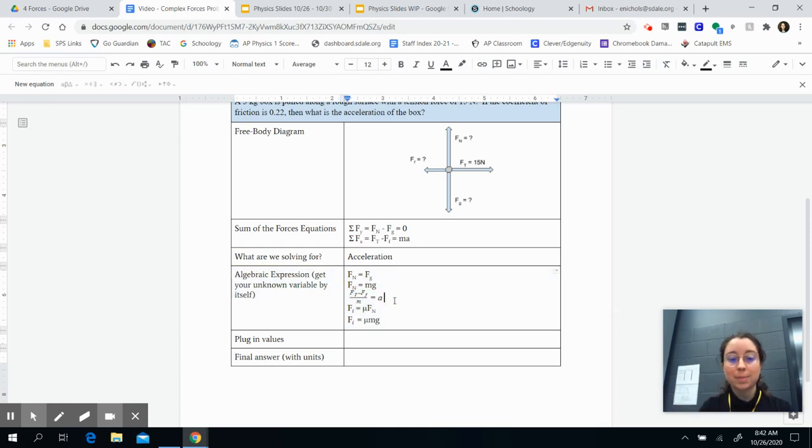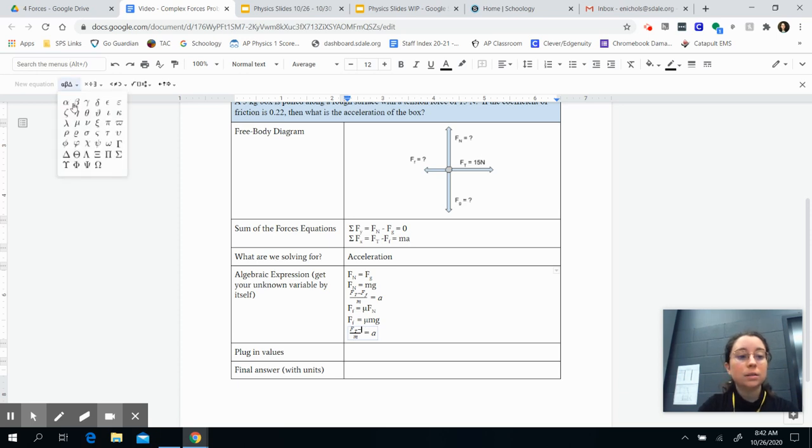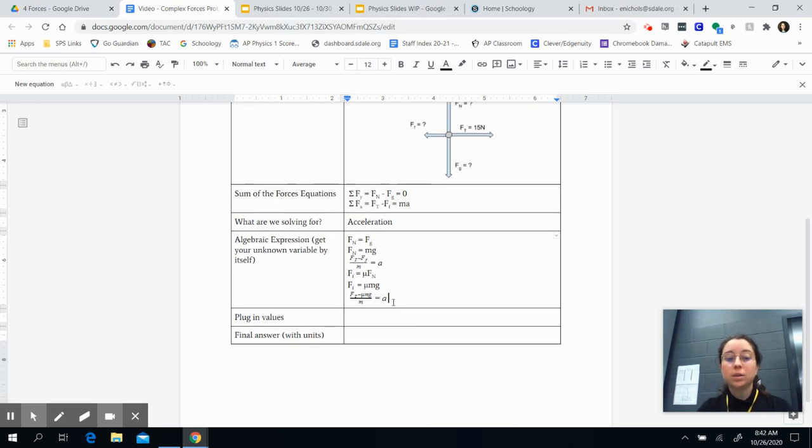Great, so now I can put in mg for FF in this expression. So I'm just going to copy paste it. And instead of FF, I am going to put mu mg. All of these values I know. I know force tension, I know mu, I know mass, I know gravity. Now I can find acceleration. So now I'm going to plug in my values.